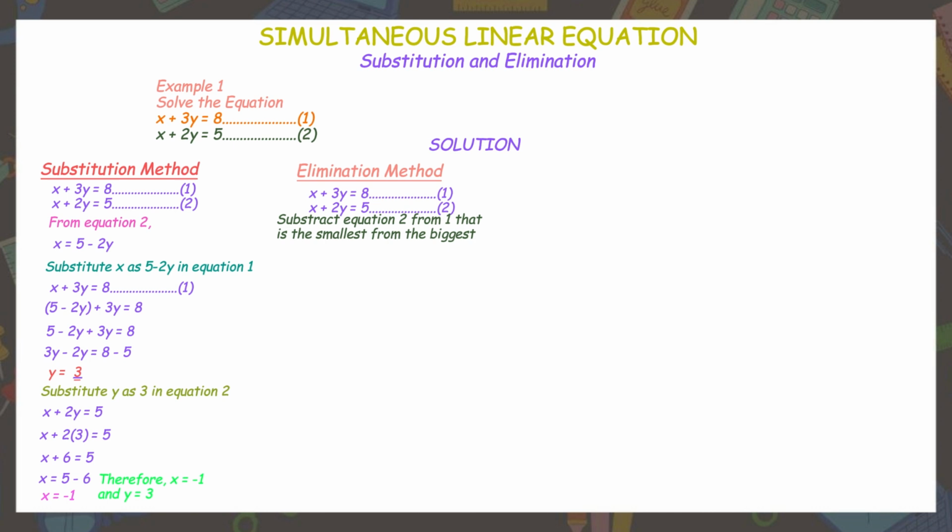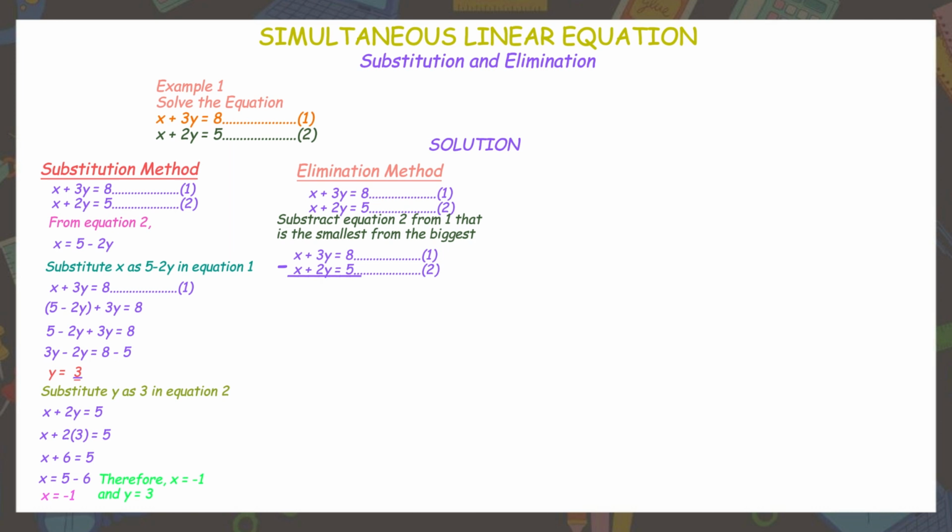So we write the same equations. We want to subtract. That is the meaning of subtract equation 2 from 1. So x from x will give us 0. That means that variable is eliminated already.